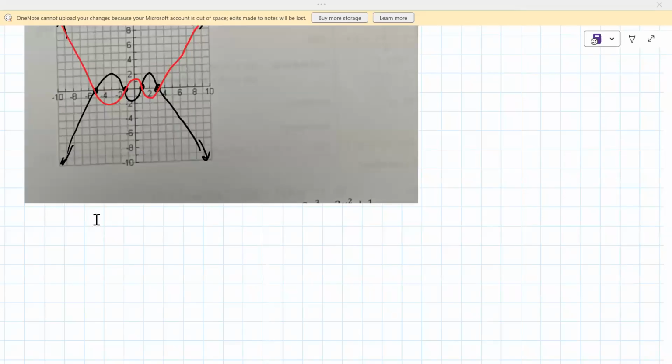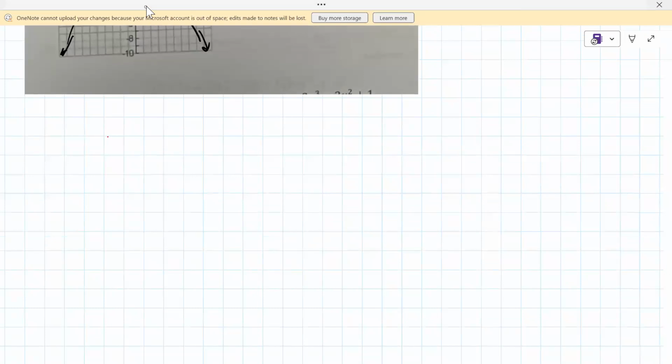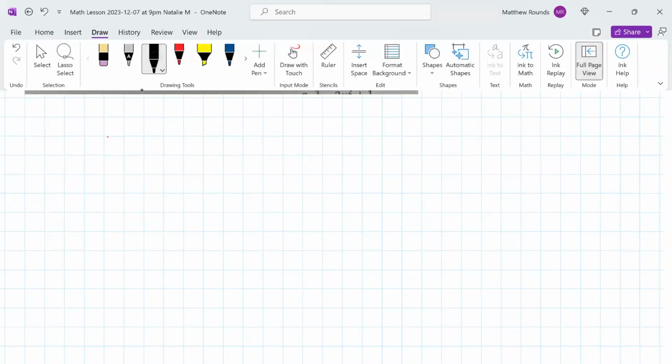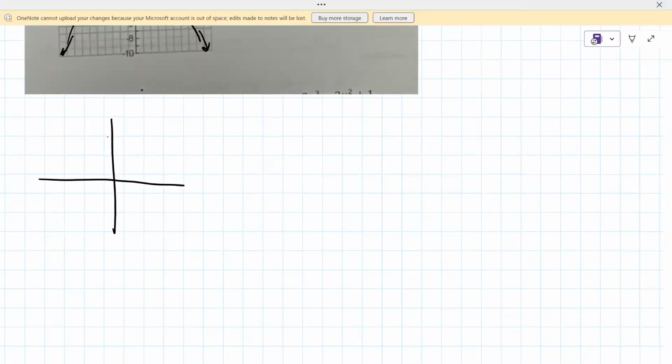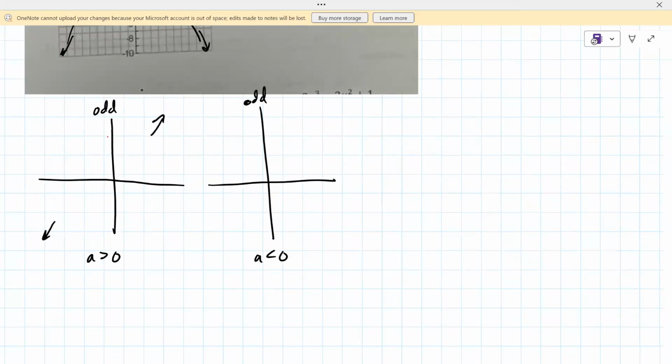So the next questions, there's four graphs that you need to know. And it depends on the degree. So if the degree is odd and the leading coefficient is positive, or the degree is odd and the leading coefficient is negative, it starts low, ends high, or starts high, ends low. These are two of the four graphs that you need to know.